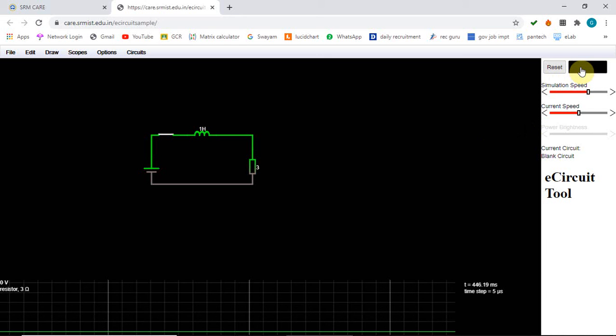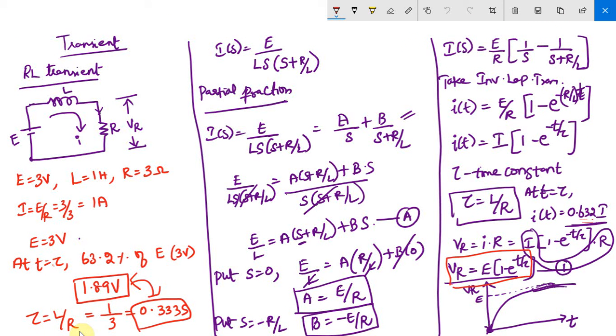So what are we going to verify? We are going to verify at 0.333 seconds whether the voltage is going to be 1.89. That is what we are going to verify. Voltage should be 1.89 at 0.333 seconds.